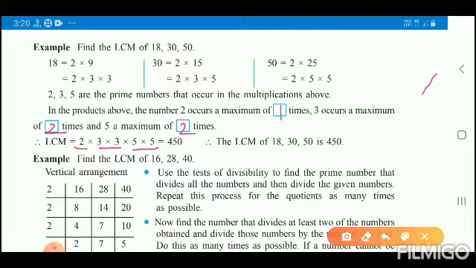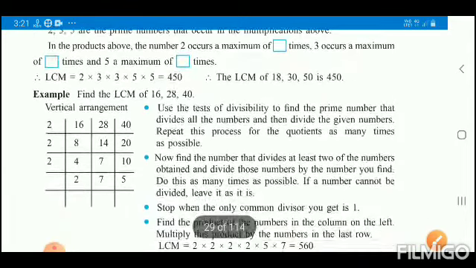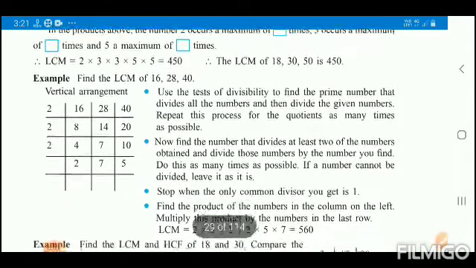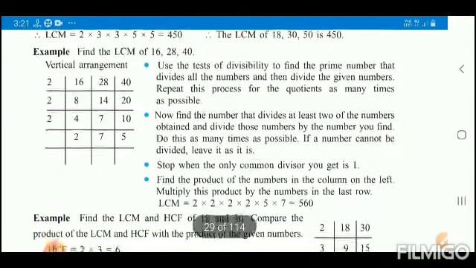So you will get the LCM of these numbers 18, 30 and 50. It is equal to 450. Do you understand this method? Now we will see the vertical arrangement method to find the LCM.